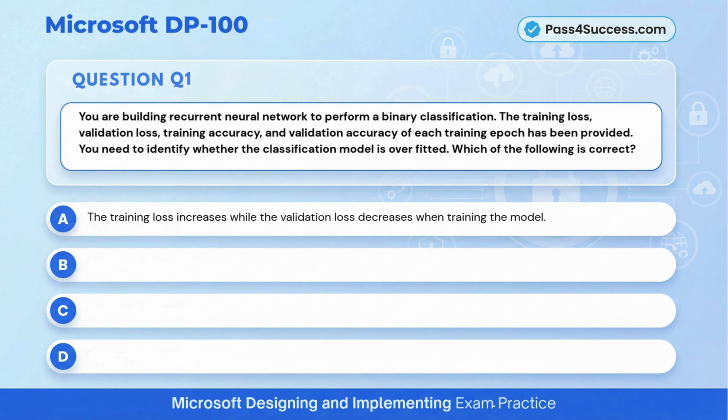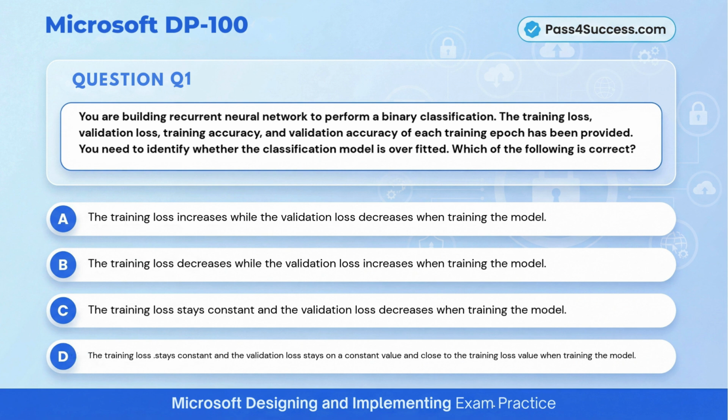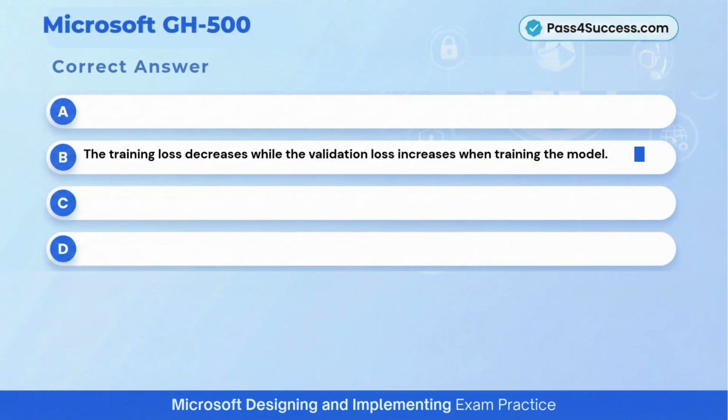Option A, the training loss increases while the validation loss decreases when training the model. Option B, the training loss decreases while the validation loss increases when training the model. Option C, the training loss stays constant and the validation loss decreases when training the model. Option D, the training loss stays constant and the validation loss stays on a constant value and close to the training loss value when training the model. Correct answer is B. The training loss decreases while the validation loss increases when training the model.